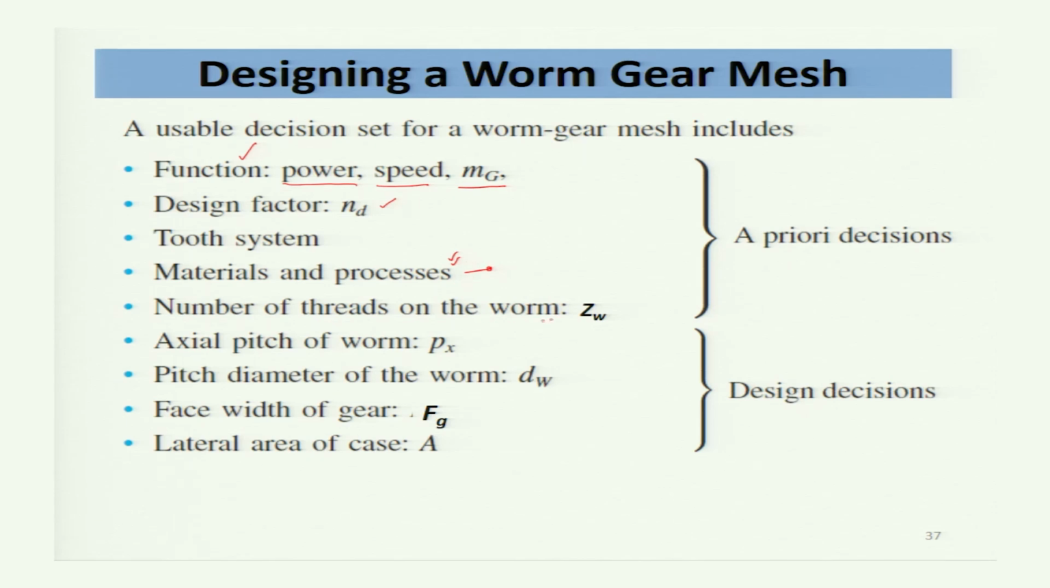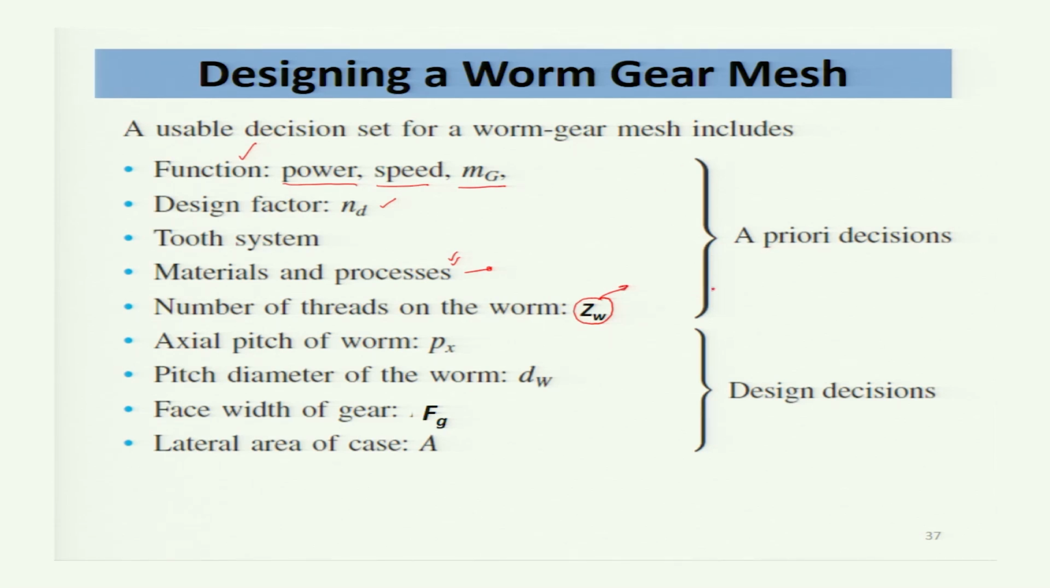Then, on the number of threads on the worm: if you want a good mechanical advantage, then you will go for the single start thread. If you want a good efficiency, then you will go for the multi start thread. So, this ZW should be an a priori decision.